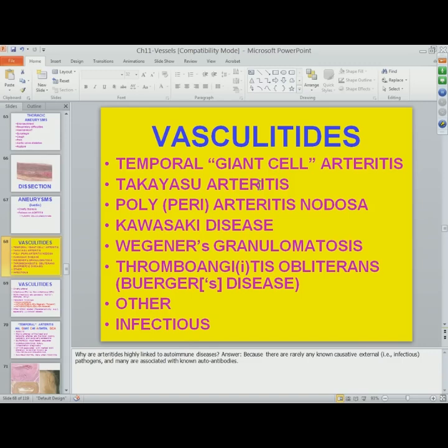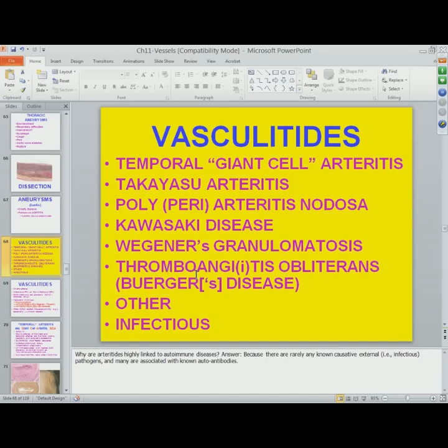Takayasu, also a granulomatous arterial inflammation in a specific age group. We already mentioned several times and saw in lab the so-called poly or periarteritis nodosa. They both mean the same thing, and they were always mentioned as one of the classical systemic autoimmune diseases. Kawasaki disease is not a disease you get from speeding on a motorcycle. It's an inflammatory arterial condition, chiefly involving kids. Wegener's granulomatosis, even though it's a granulomatous disease, the granulomatous inflammation, like in temporal and Takayasu, is in the artery itself.